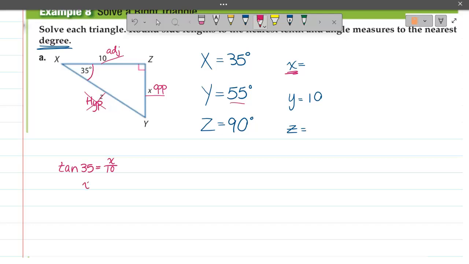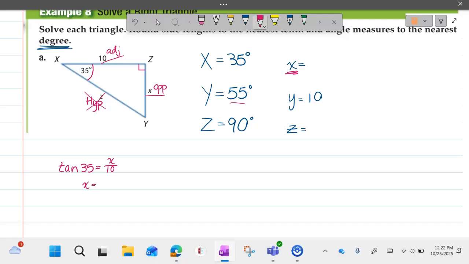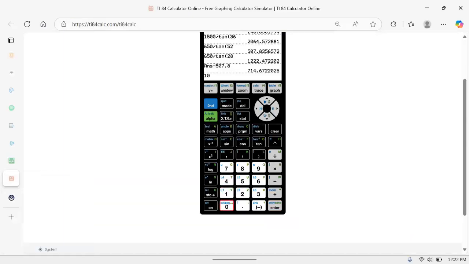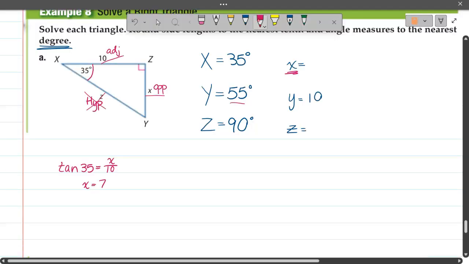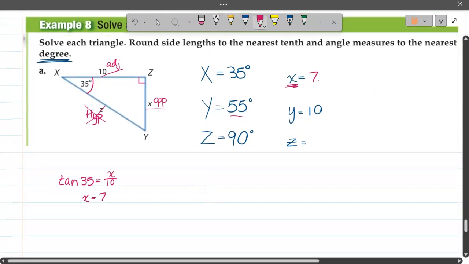Punching this on the calculator, we can easily figure out what x equals. Seven is our answer. And I believe side lengths are to the nearest tenth, so we should probably call that 7.0.